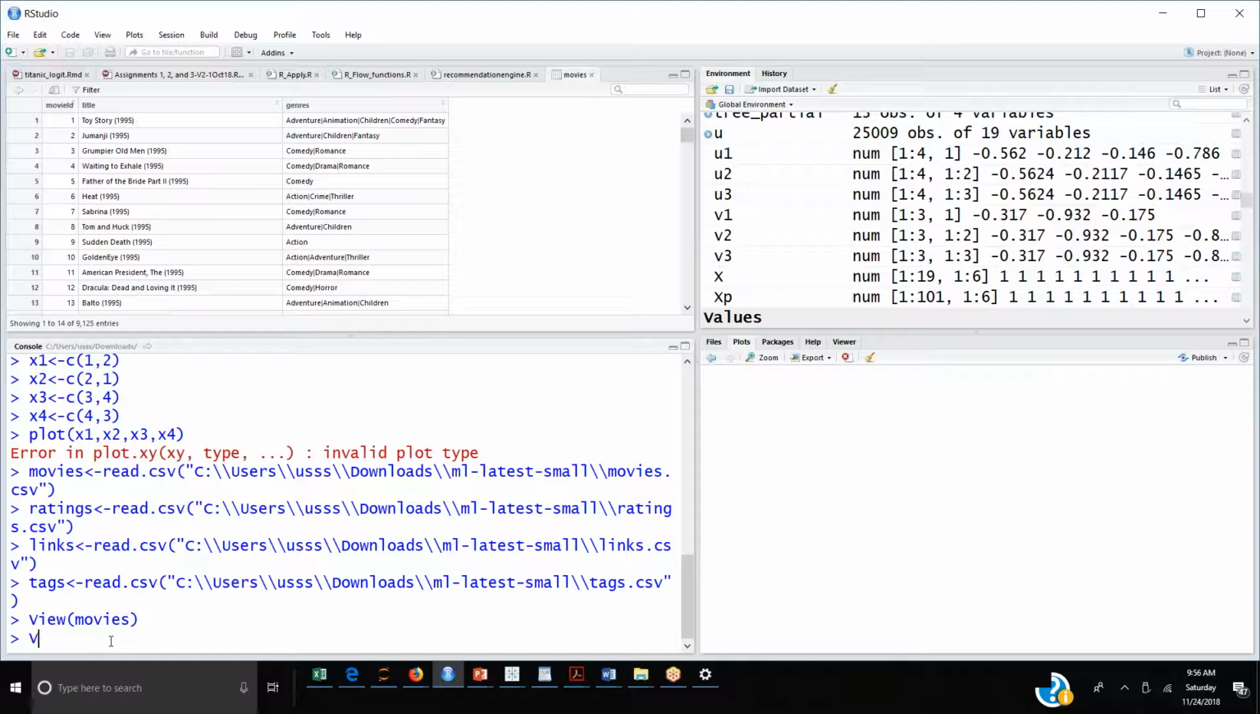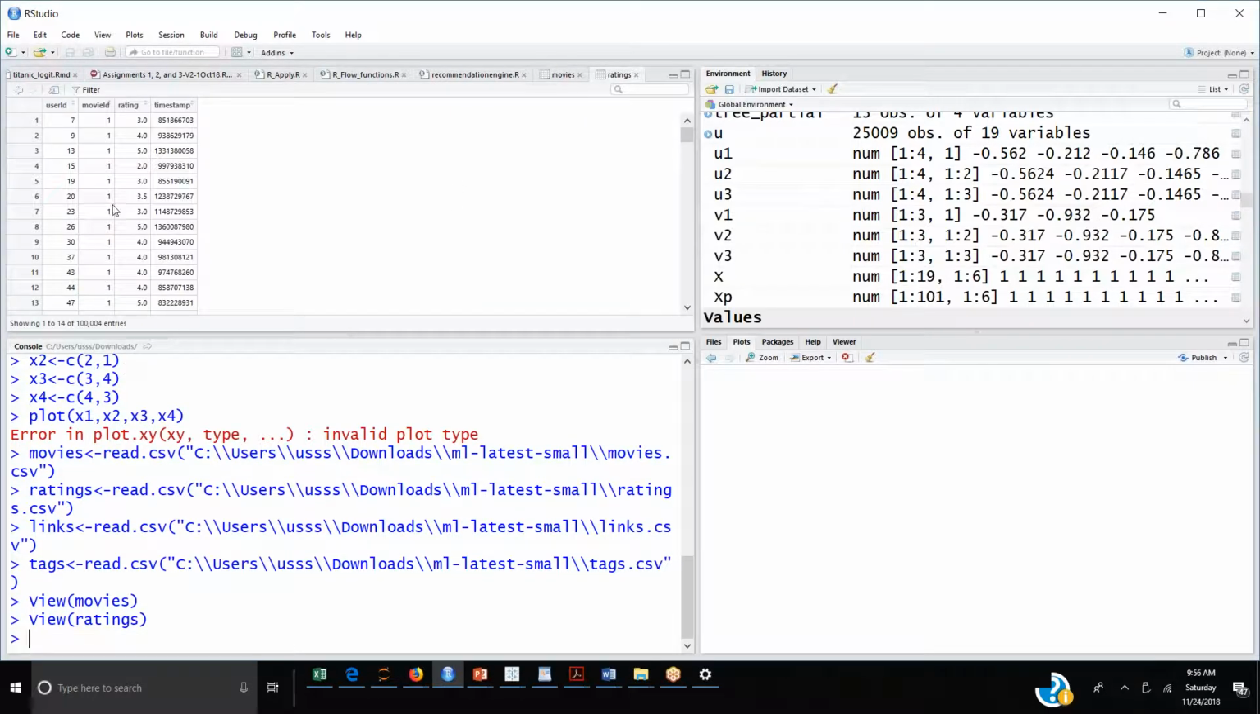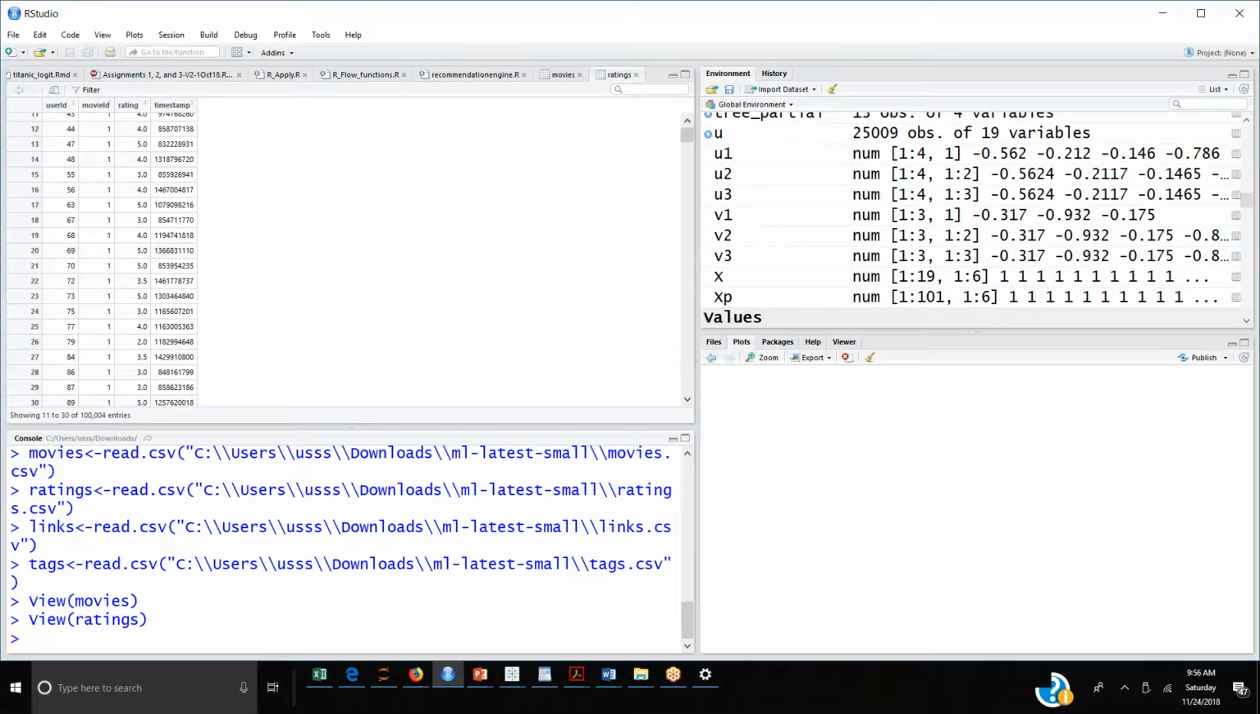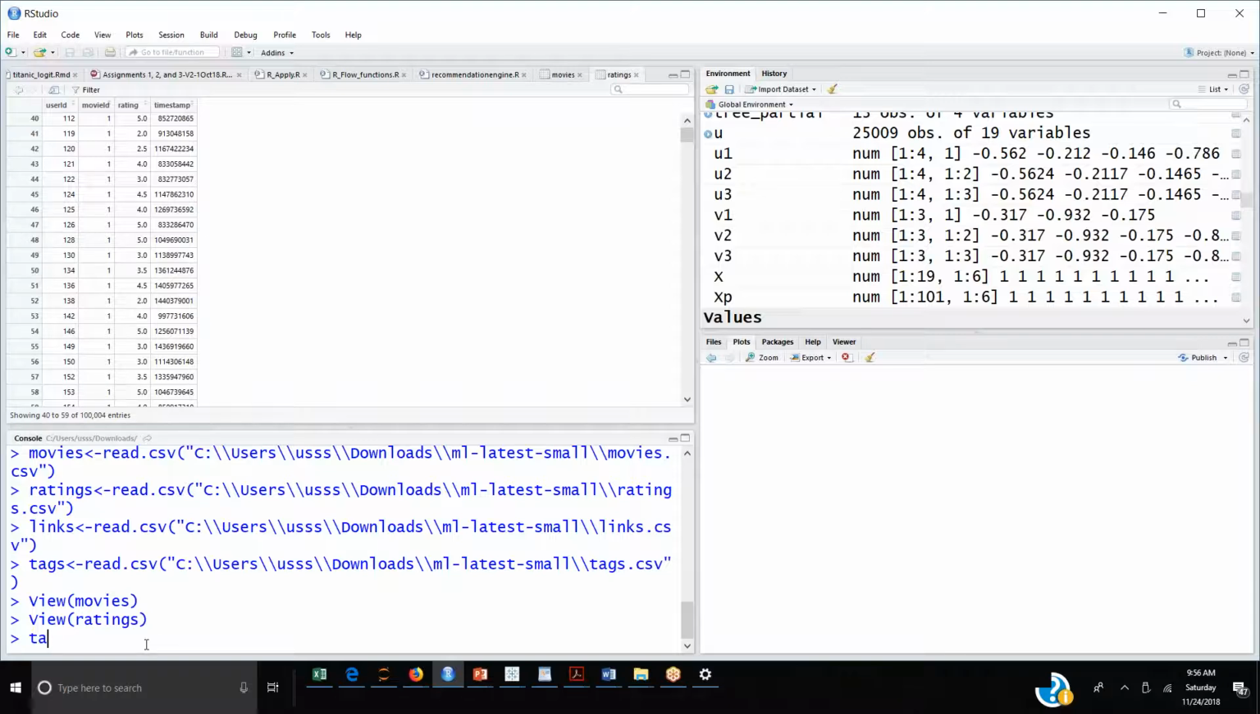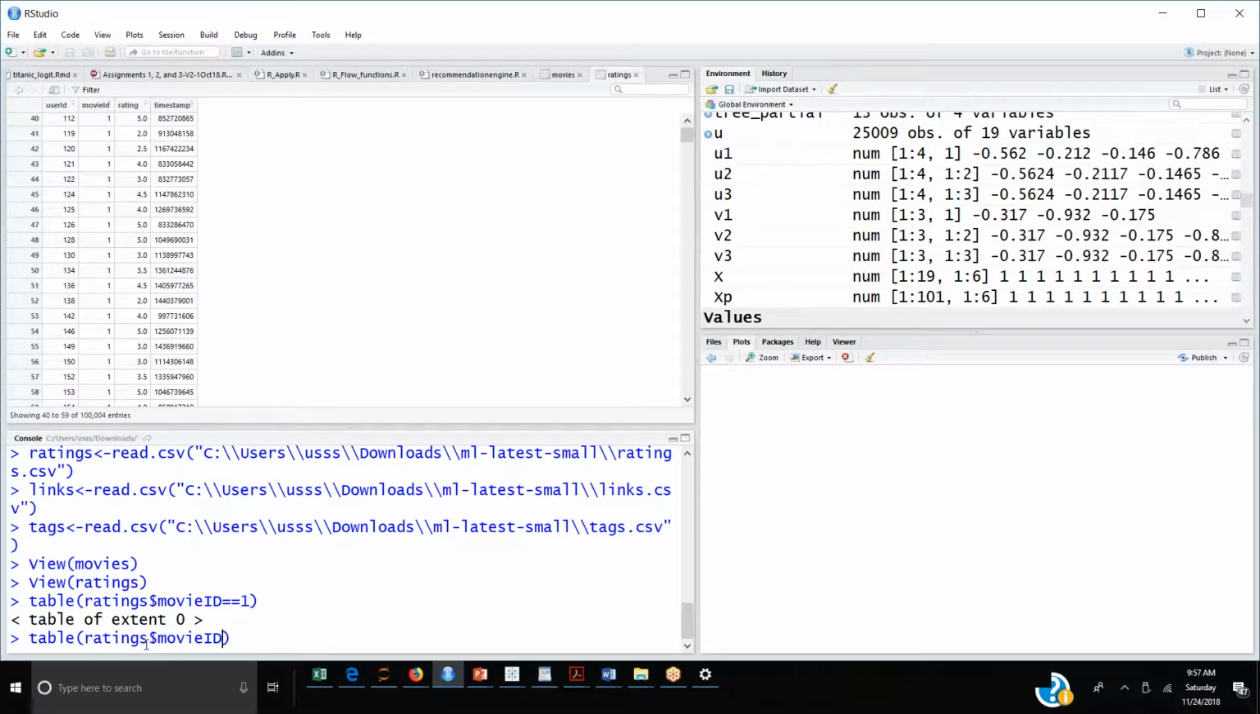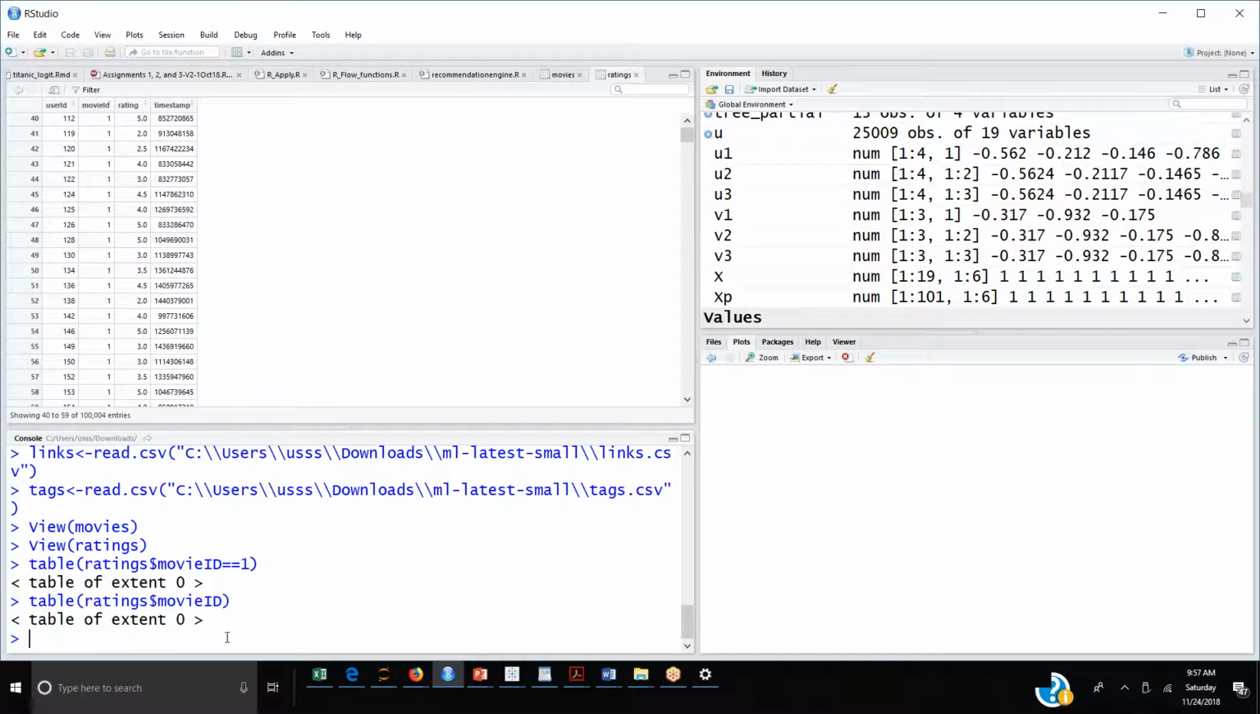Now let's see view ratings. So user ID 7 has seen movie 1 and given a rating 3.0. The timestamp is when they gave it. So user ID 7 has seen movie 1, Toy Story. It is seen by how many people? Maybe I should put a table. Table, ratings, dollar, movie ID. I don't want all the things, I just need only movie ID equal to 1. No. Let me see movie ID. It's going to give a long table, but let's see. Wow. No. What is that? Table. What is going on?